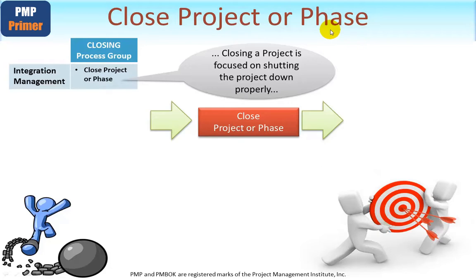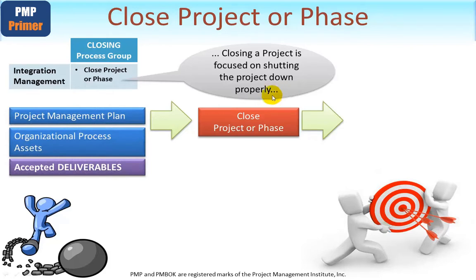But let's for the moment consider that this is going to be used for closing a project. As I've said, it forms part of the integration management knowledge area. It's within the closing process group, one of only two processes. Don't forget the other one is to close procurements, but much more of that in a later module. And the purpose here is to focus on shutting the project down properly, or shutting the phase down properly, ready to review whether the project should proceed any further. Let's have a look at the inputs.